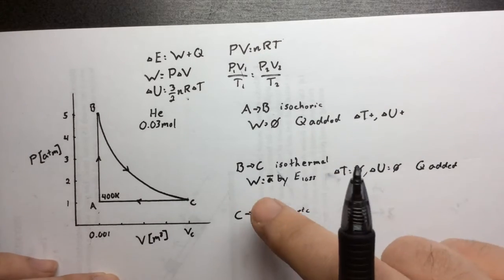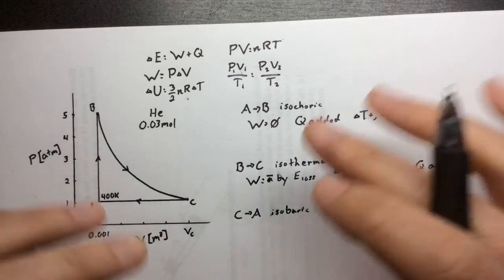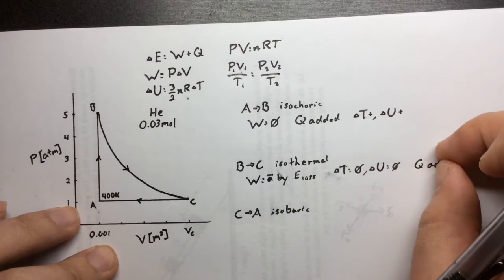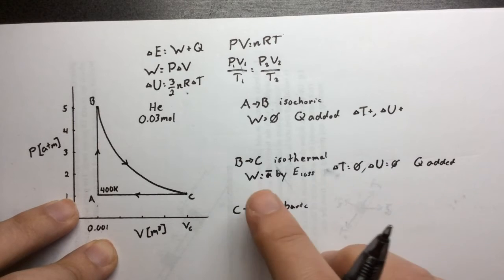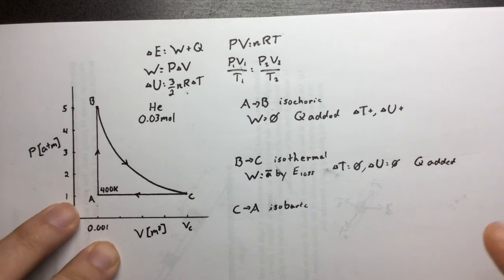So work done by the system is going to be negative. We're going to lose energy because of that. The change in temperature is going to be 0. No change in internal energy. Q needs to be added because we should be cooling off if our system's doing work.